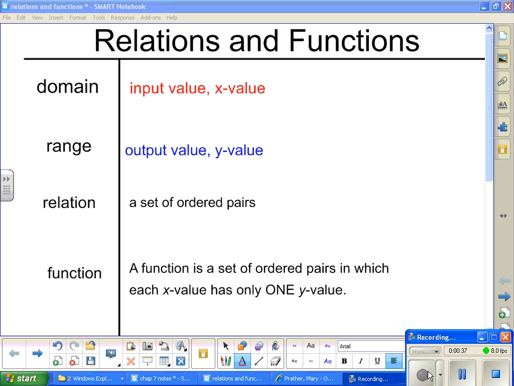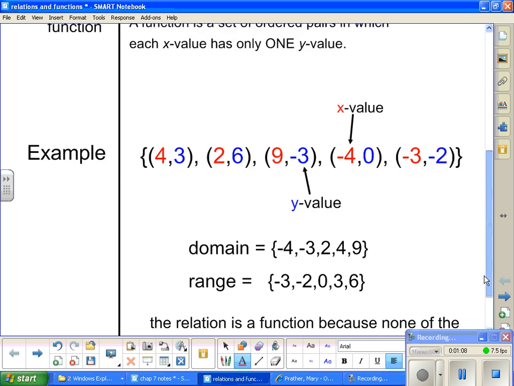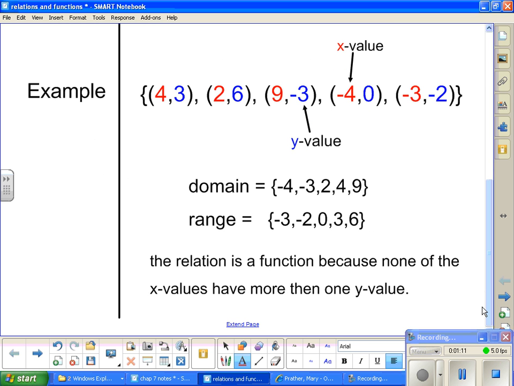So domain is the input value or the X value. The range is the output value or the Y value. Relation is a set of ordered pairs, and function is a set of ordered pairs in which each X value has only one Y value. Remember, the function is where one person can only be in one room. So you can have more than one person in a room, but only one person can be in one room at a time. And then it would be a good time to go ahead and pause and copy this.